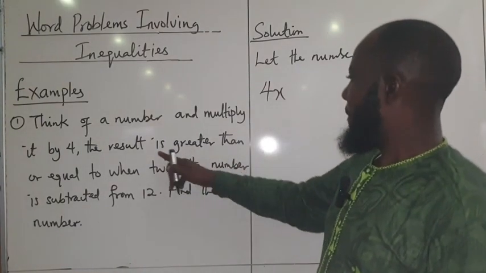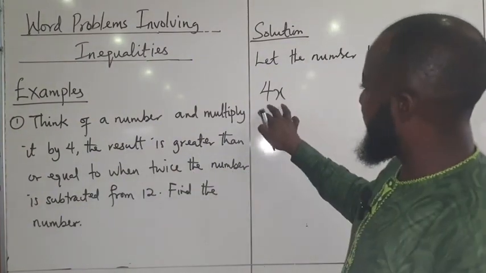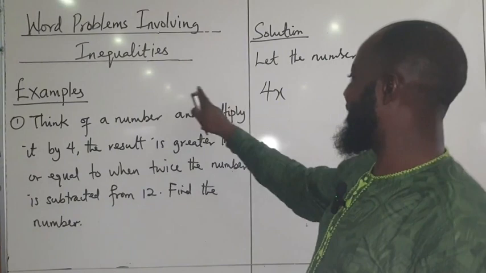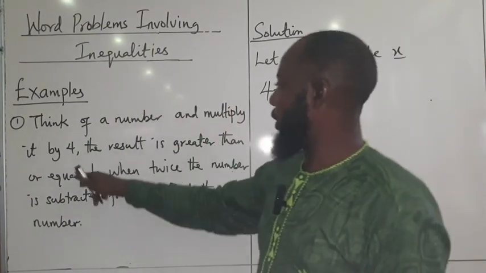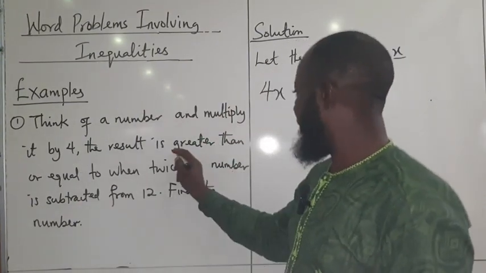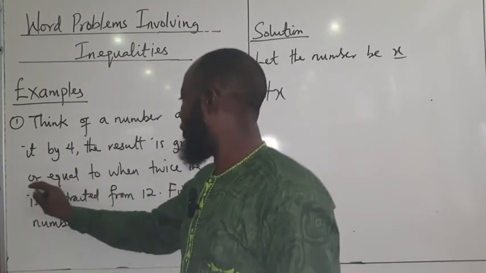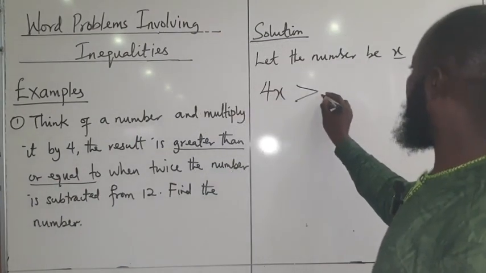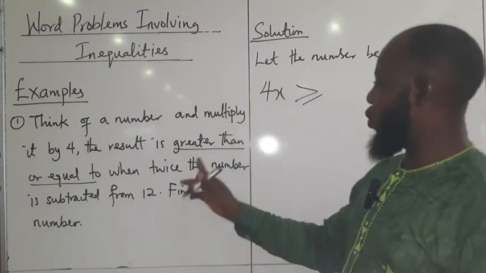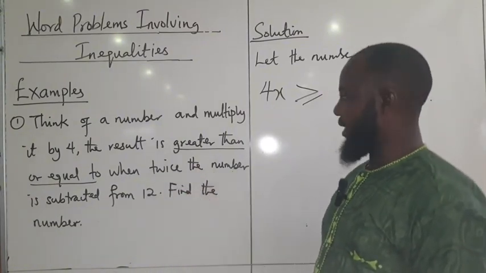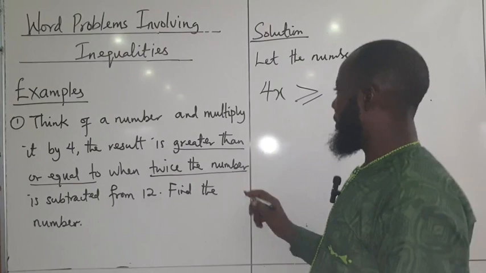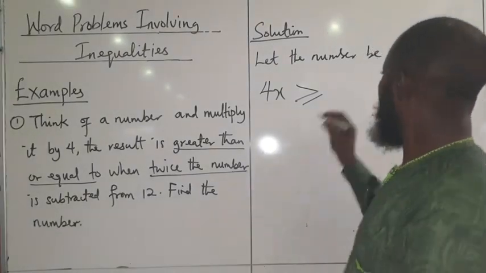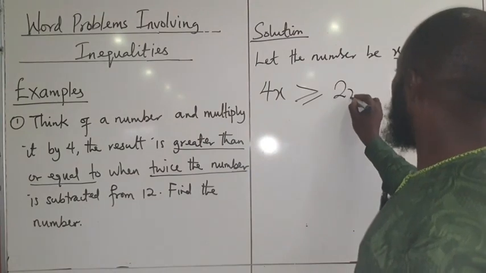Right? So the result, that is the result after multiplying the number by 4, is greater than or equal to. So you can see what we have there. Greater than or equal to. So which is represented by this greater than or equals to twice. Take note of it. Twice the number. That is twice the number means that you multiply the number by what? By 2. So that is twice the number.